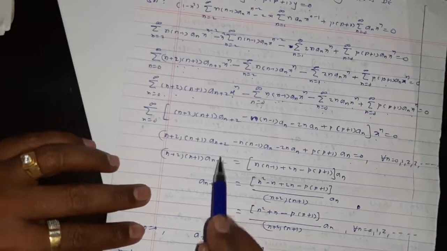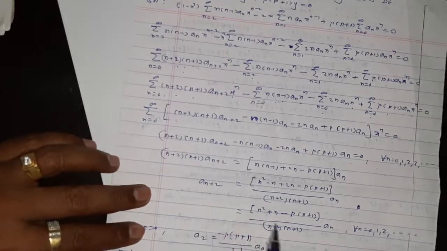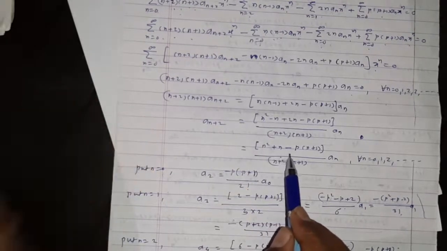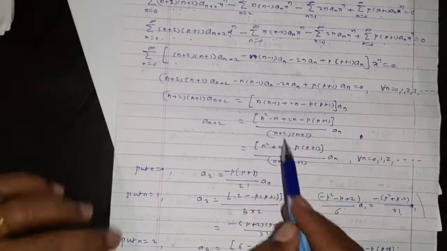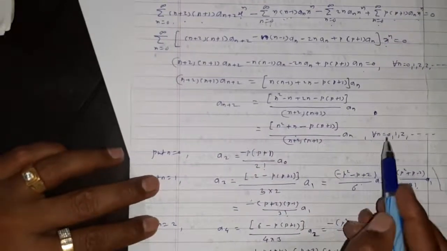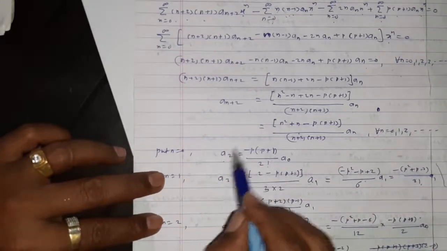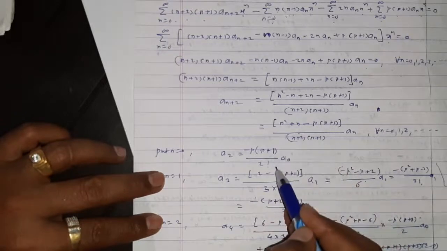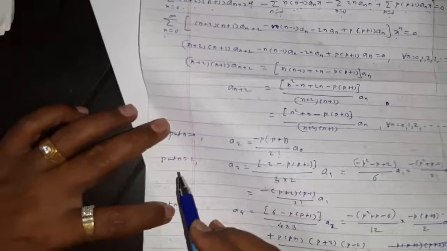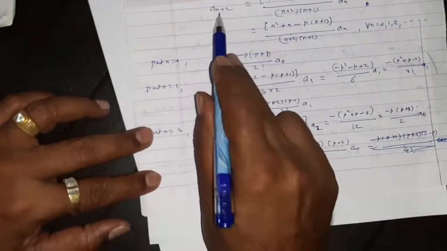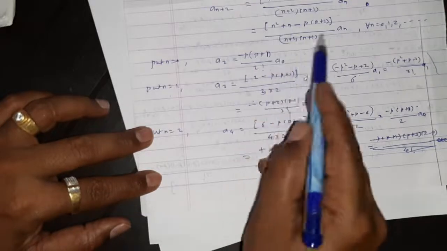Then find the value of a n plus 2 from this equation. This is the value of a n plus 2: n square plus n minus p plus 1. This is the calculation. What is a n plus 2? It is this, n square plus n, from this step. Then substitute n is equal to 0. What do we have? A2 is equal to this, substituting n is equal to 0 in this formula. Then substitute n is equal to 1 in this formula. Then we have A3 is equal to this, by substituting n is equal to 1.